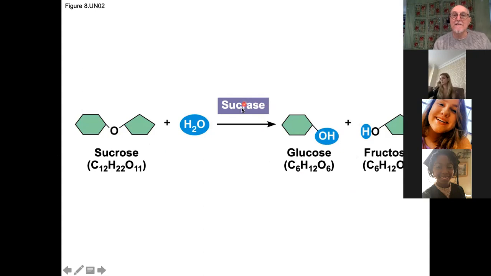You can always tell an enzyme by those last letters, ASE. As soon as you see ASE, know it's an enzyme, and this often tells you what it breaks down. Sucrase breaks down sucrose to glucose and fructose.